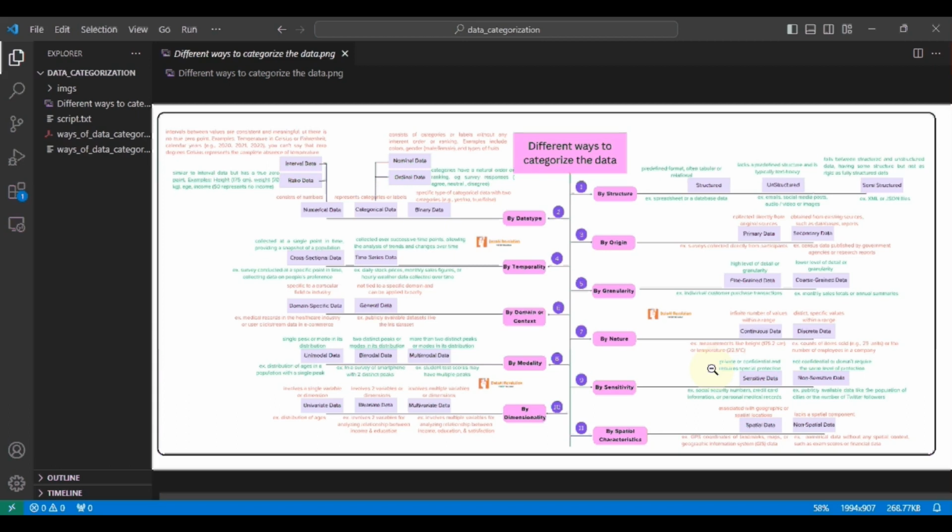In this video, we haven't implemented anything practically, but I was thinking that knowing this is very essential, because dividing data into different categories is very much essential if you are working in the data science and AI domain.